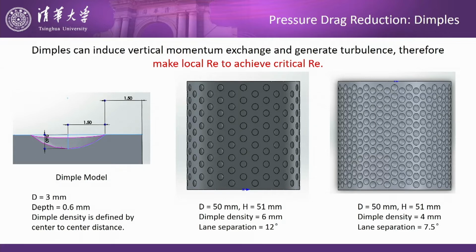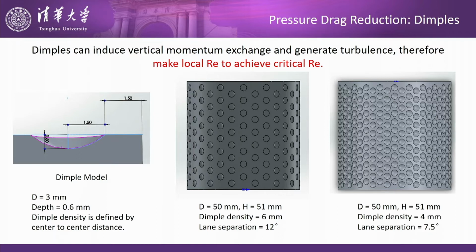We use dimples to stimulate the turbulence. Here we stimulate the turbulence and make the momentum change. So the local Reynolds number will go high, will go over the critical Reynolds number. So this is a CFD model. We have this diameter of 3 millimeter, depth of 0.6. We have a bunch of different 3D models, and these are just 2 of them. We use this one because their dimple density is different. Dimple density defines center to center distance.